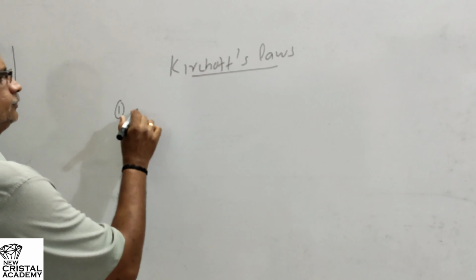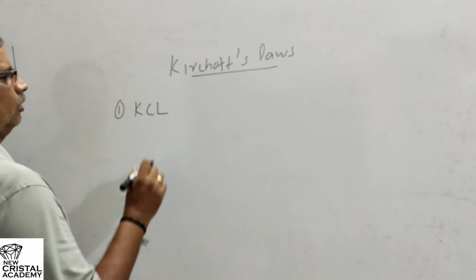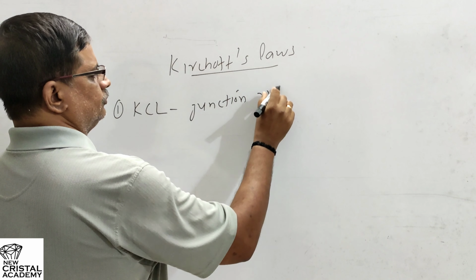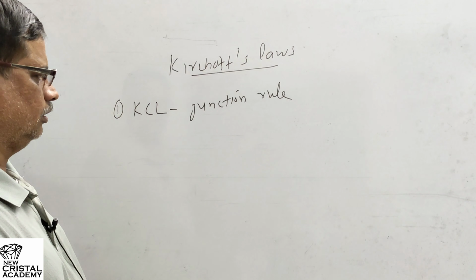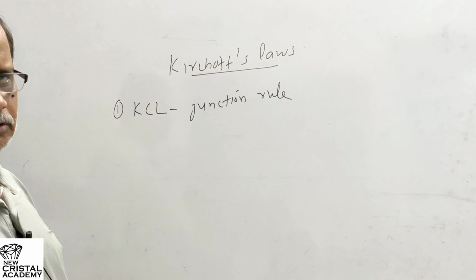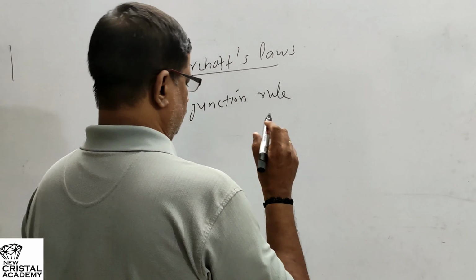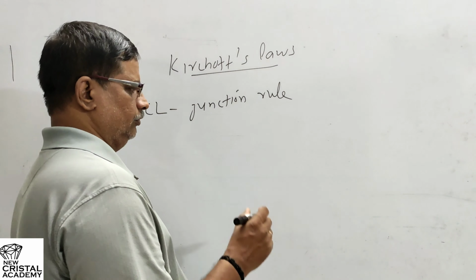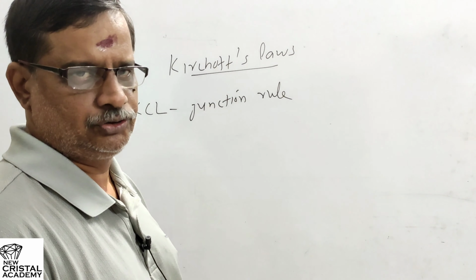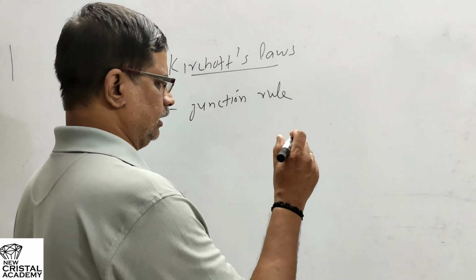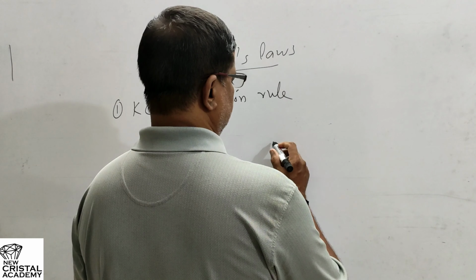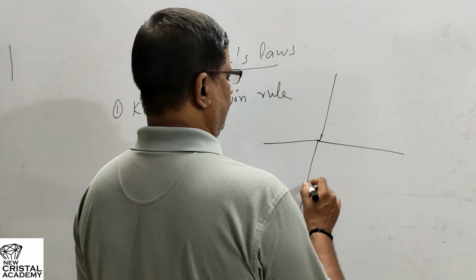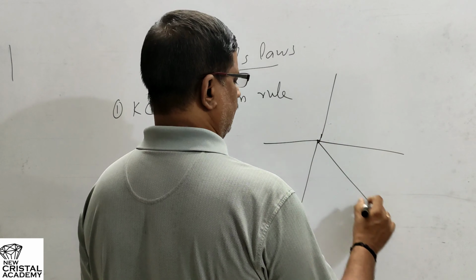So the first one is known as Kirchhoff's current law or junction rule. Kirchhoff's current law is also known as junction rule, and this law is based on the conservation of charge. So the law says that the algebraic sum of the currents meeting at a junction is equal to 0. So you know that a junction is a place where more than two branches meet. In an electrical circuit, suppose this is a junction where there are 3 or 4 branches through which the current arrives or leaves.